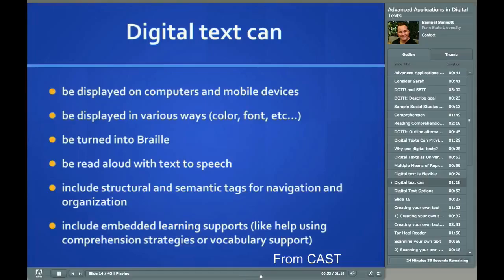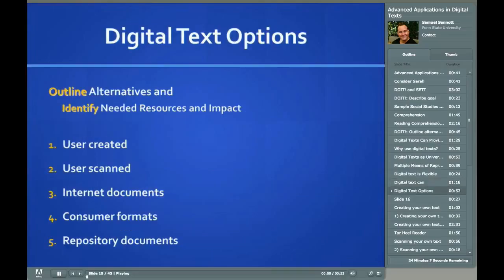It can also include embedded learning supports, like some of the supports for comprehension and vocabulary strategies that we talked about. So overall, this set of features that digital text has and can have, we should say, a lot of times it takes software to support those features. But nonetheless, having those features can provide a rich set of tools to support tasks like comprehension.